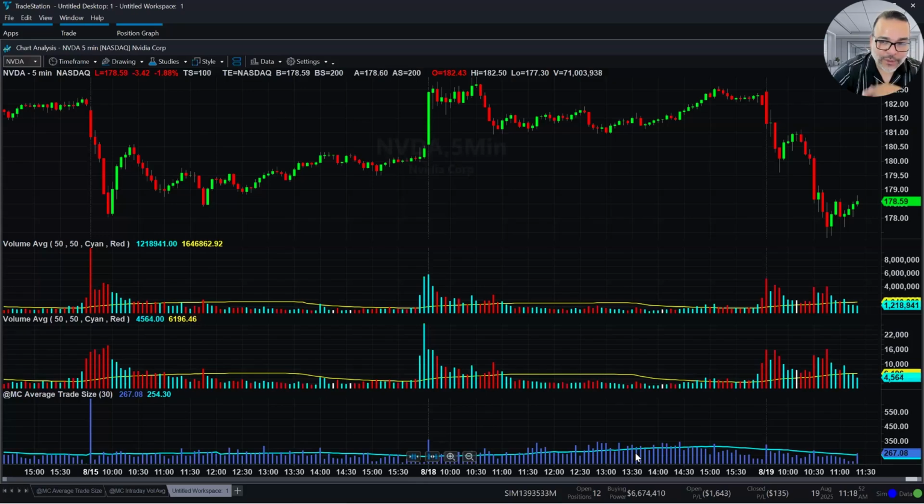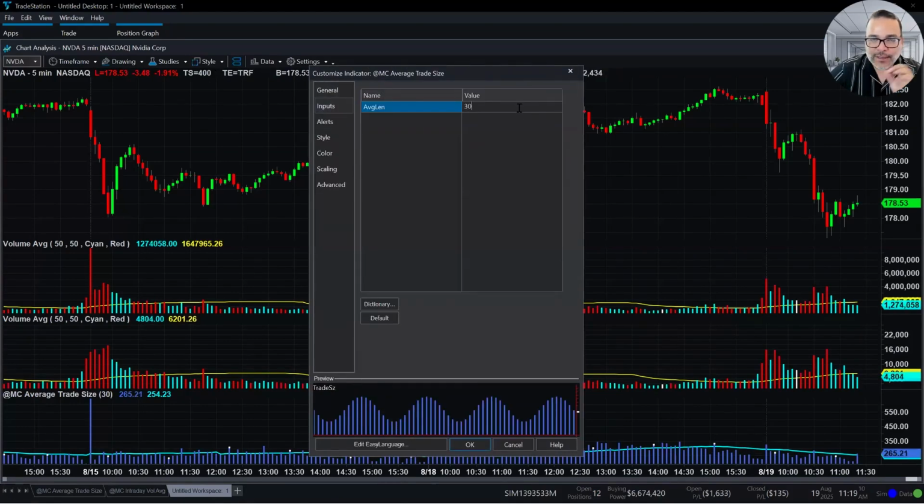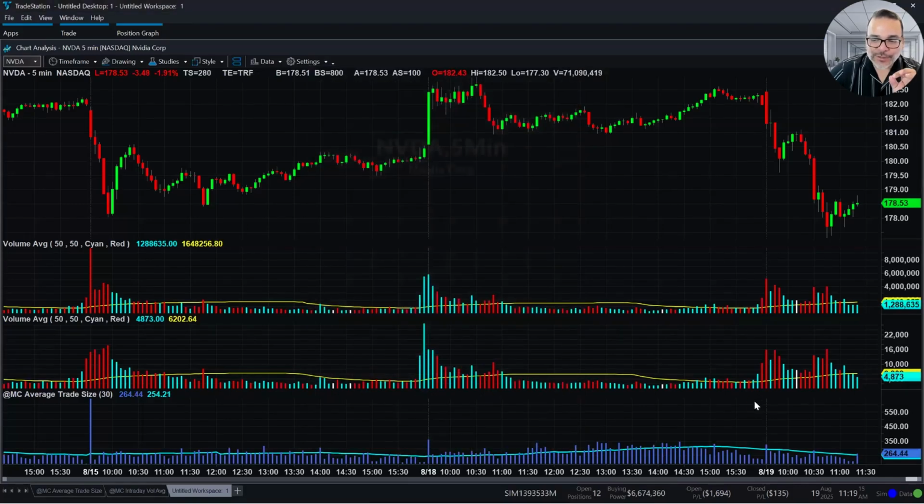How did we do that? We take the number of shares and we divide them by the number of trades. That gives you trade size. So this indicator is actually tracking the average trade size for the last, let me check the inputs here, 30 bars. So it's just taking 30 bars and averaging the trade size.